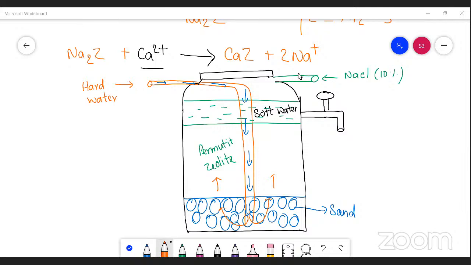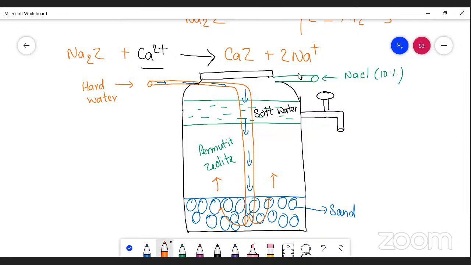So here the hard water is moved through the permutit, that is a zeolite. In the permutit, what will happen? Here the calcium ion will be exchanged by the sodium ion. So what is the calcium ion? It causes the permanent hardness in water. So the permanent hardness of water is caused by the calcium ion.